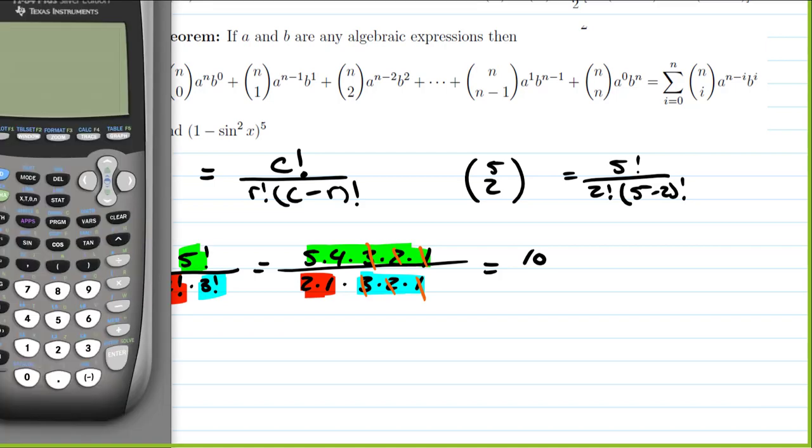It's worth noting our calculator knows how to do these. So if we wanted to do 5 choose 2, we press 5 on our calculator. We then press math, and we go all the way over to probability. nCr is their notation. So 5 choose 2, and it agrees with us that it's equal to 10.